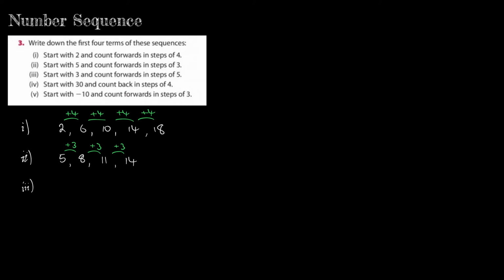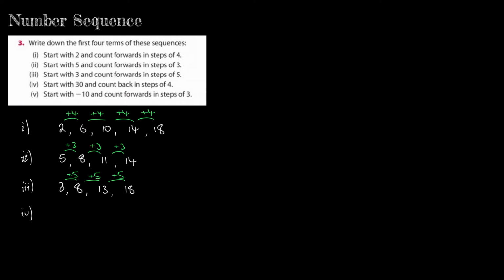Okay, part 3. So start with the number 3 and count forward in steps of 5. So I'm going to start with number 3 and count forward in steps of 5. So plus 5, plus 5, and plus 5. So 3 plus 5 will give me 8. 8 plus 5 will give me 13. 13 plus 5 will give me 18. I'll do the next one there, and then I'll give you some to try yourselves.